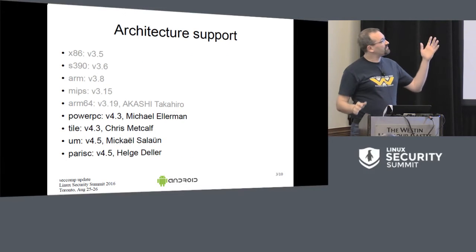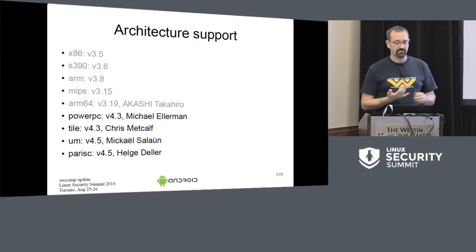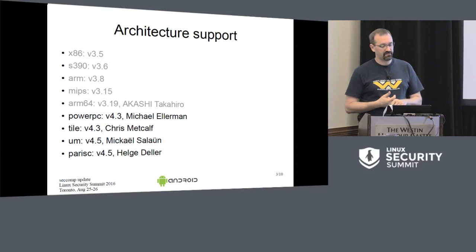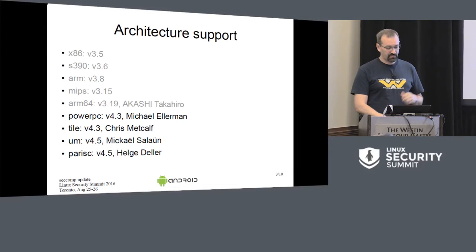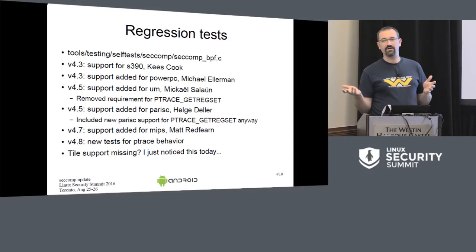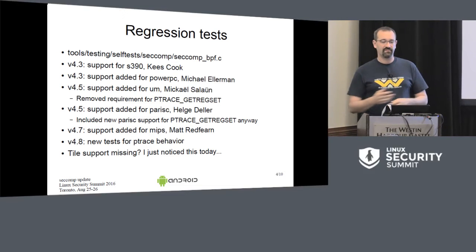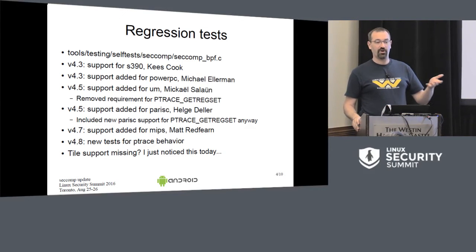So stuff in gray is in the past, but I like to keep it up as reference. Over the last year, we've gained more architecture support: PowerPC, Tile, User Mode Linux, and PA-RISC all went in. Some of these required some extensive changes within the architecture just to support being able to change syscalls, which gets us actually to the regression tests. There's a full regression test suite to verify that everything does actually work as it claims to, because things can get very strange when you're trying to change or block syscalls for a given architecture, because syscall entry is very architecture specific.